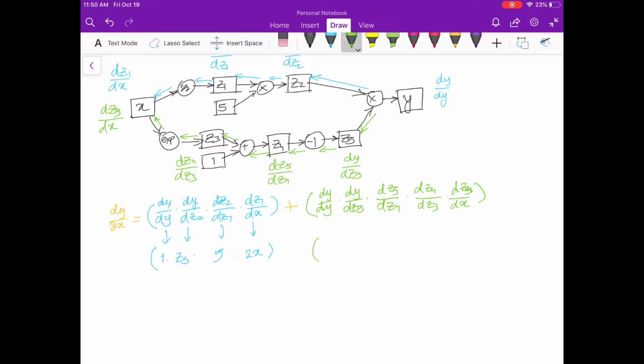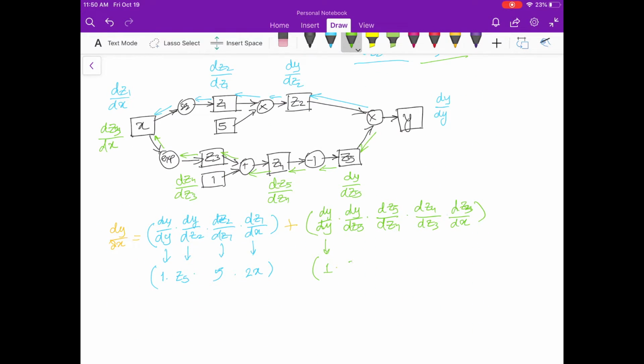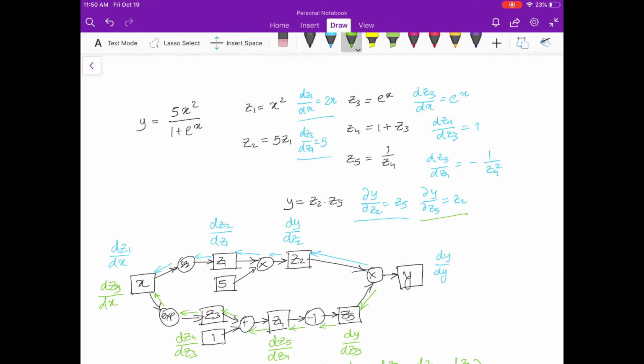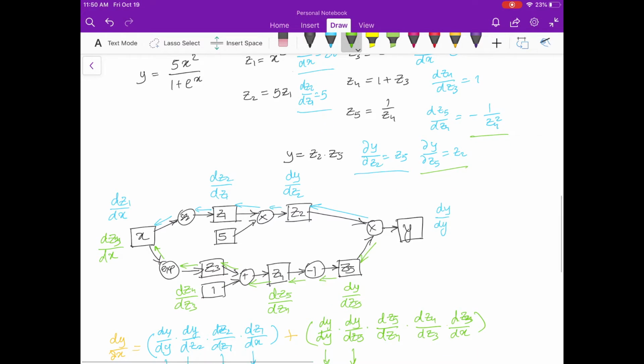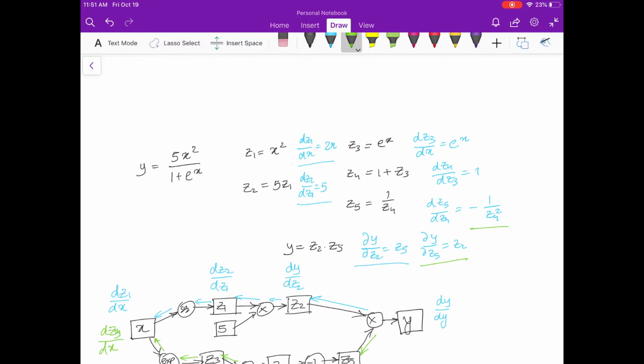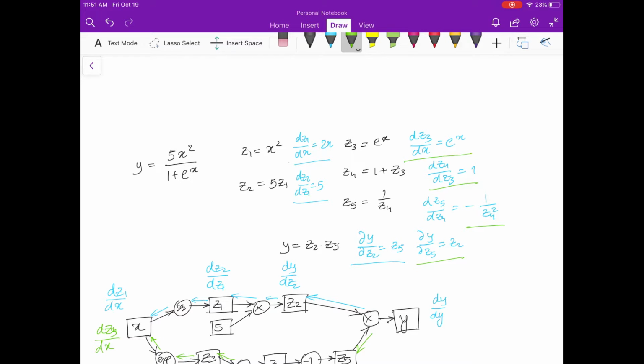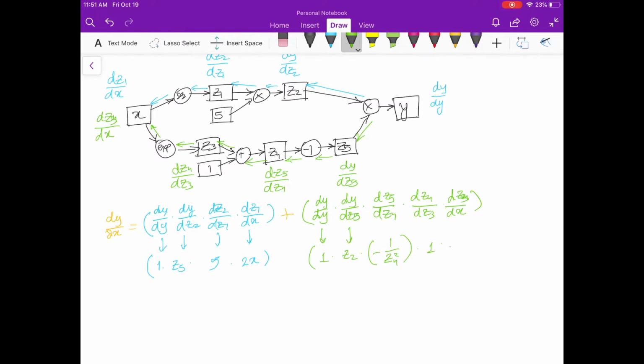Now let's go to the second part. dy/dz5 is again just 1, dy/dz5 is z2. We'll worry about what z2 is in a bit. dz5/dz4 is negative 1 divided by z4 squared. z4 squared times dz4/dz3 is 1, and dz3/dx is simply e to the power x.